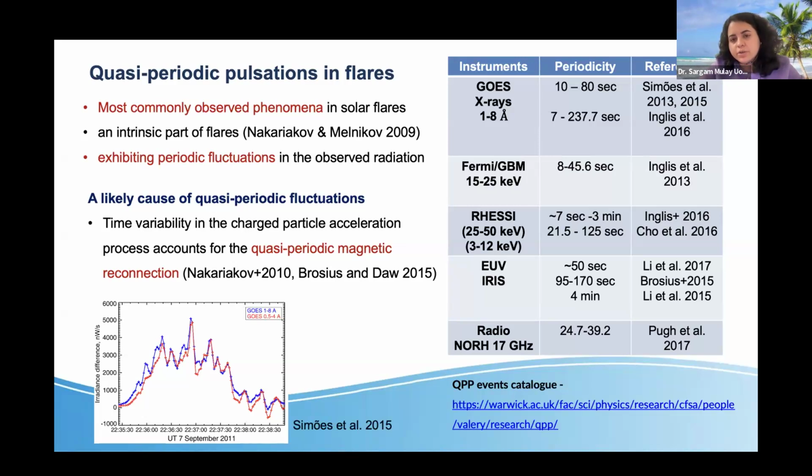On the right-hand side, I'm showing you a table which highlights the information that they derived using different instruments. They studied the periodicities using GOES, Fermi, RHESSI, also IRIS observations and radio observations as well. The periodicity is typically between 7 and 250 seconds in the case of solar flares. The likely cause of this quasi-periodic fluctuation is the time variability in the charged particle acceleration process, and that might be due to quasi-periodic magnetic reconnection. There is a QPP catalog available on the University of Warwick website if someone is interested.